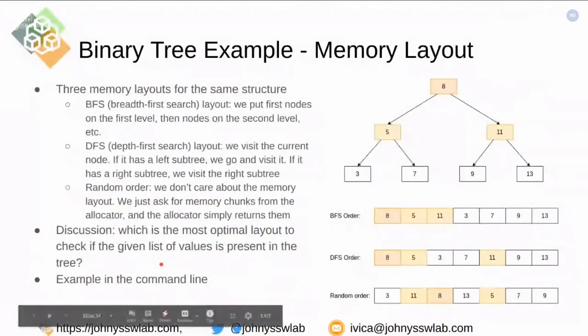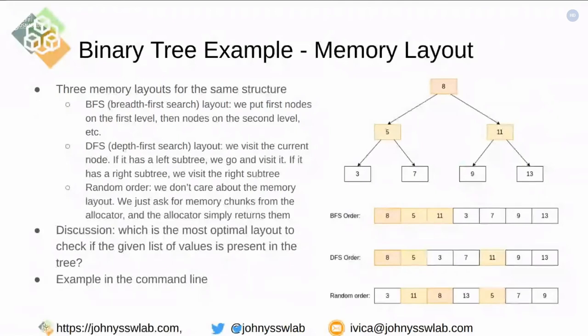So what would you guess is the most optimal layout to check if a value is present in this binary tree? Does anybody have any guess? DFS. Why? Because you mostly advance contiguously. Please explain. When you start searching, let's say you're looking for 7, I'm going to go 8, 5, 7. So you go in ascending order. The accesses are pretty close to one another.